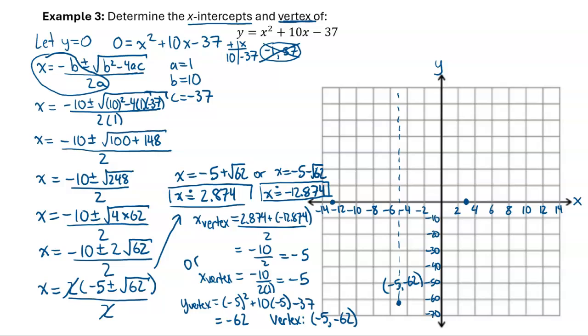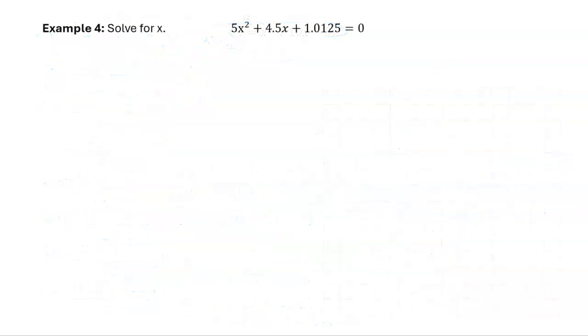And now what we can do with those 3 points is draw our curve through those. This is actually the parabola that is represented by the equation y equals x squared plus 10x minus 37. And not only have we been able to solve a quadratic using the quadratic formula, but we've now also been able to graph a parabola. This doesn't just apply to whole numbers, it also applies if the coefficients are decimals or fractions.